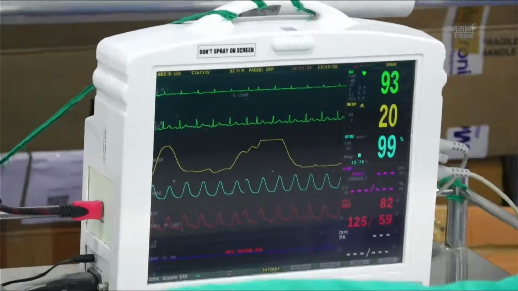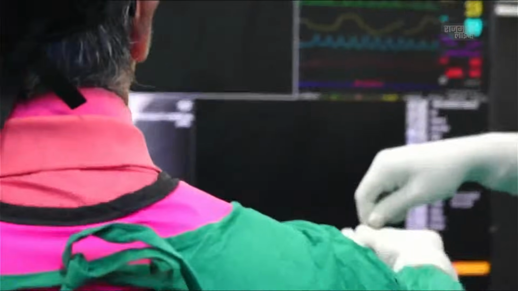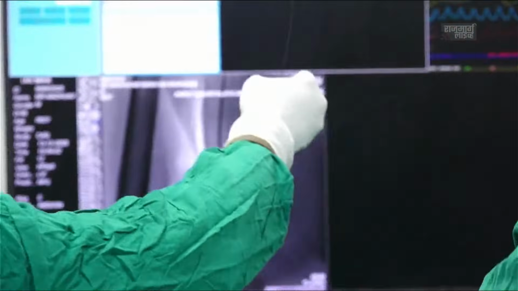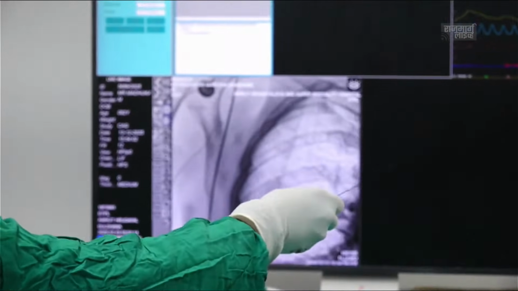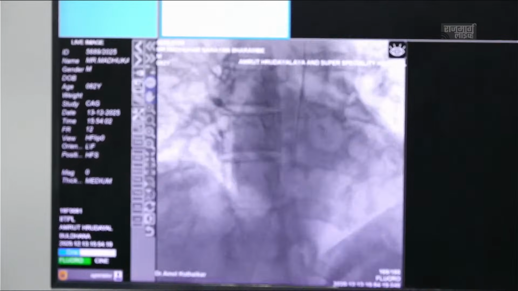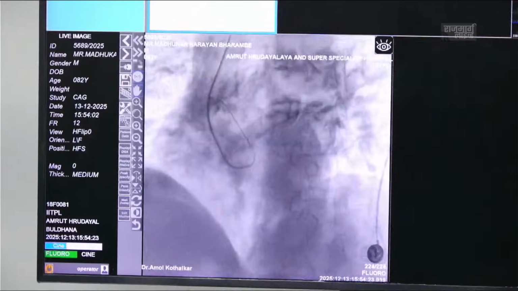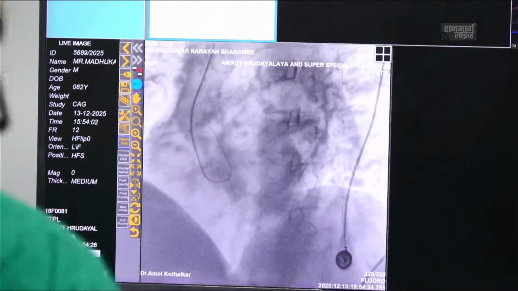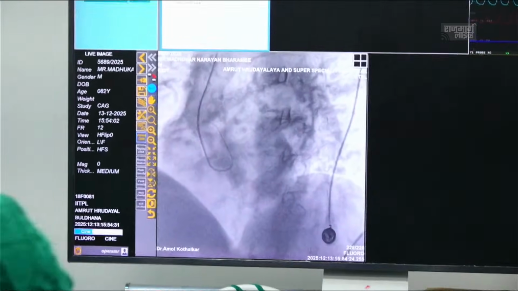Now we are going slowly from the radial to the screen. This is the wire going from the radial artery to the brachial artery. Then we follow the wire tip. You can see now we have come back to the ascending aorta. Now my wire tip is in the ascending aorta.